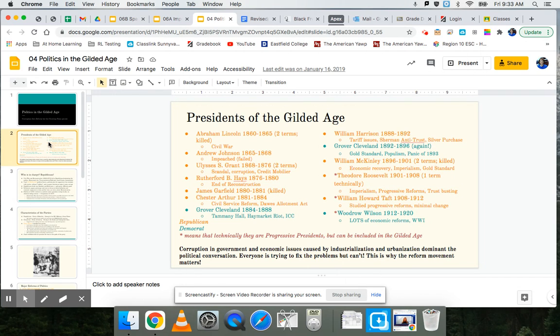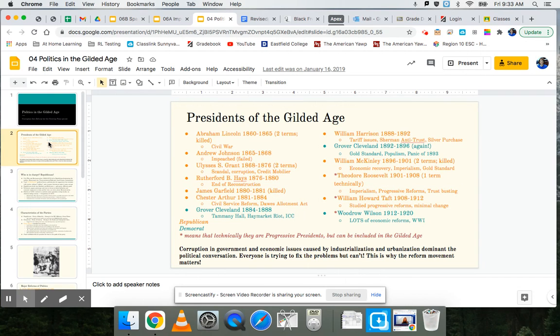But I did put a list of what the key issues are with those particular presidents. And so if you're trying to get a sense of chronology, that should help you. Pay particular attention. Grover Cleveland is the only Democrat until Woodrow Wilson, and he is elected twice, but not consecutively. Kind of an interesting little thing.